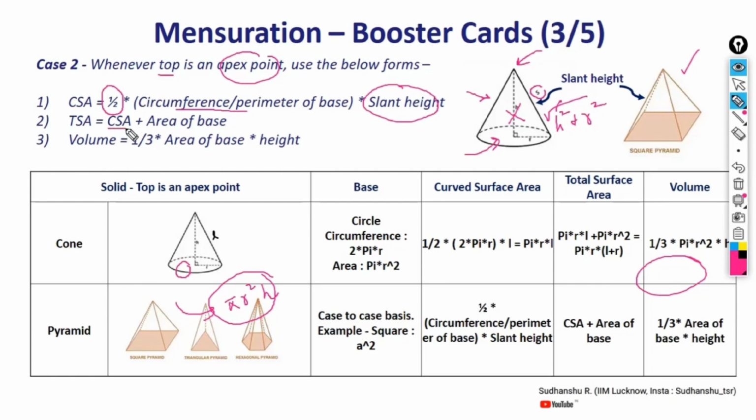Total surface area will be curved surface area plus area of the base. Obviously, because area of the top is almost negligible, right? So all you have to do is just add this. And volume will be 1/3 the area of base into height.